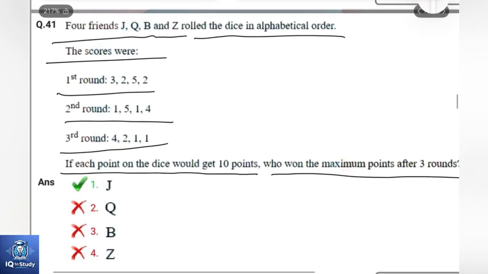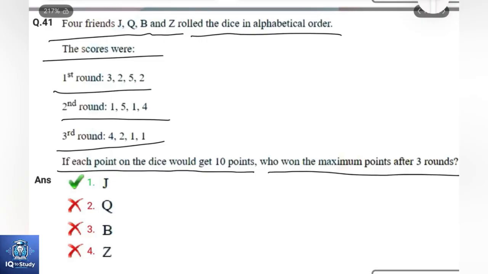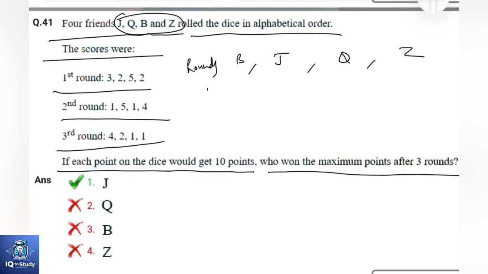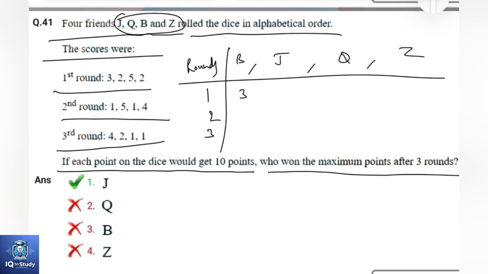Let's arrange this in a tabular form. Let's write this in alphabetical order. It becomes B, J, Q and Z. And let it be rounds 1, 2, 3. And the points are given as 3, 2, 5, 2. And in the second round it is 1, 5, 1, 4. And in the third round it is 4, 2, 1, 1.